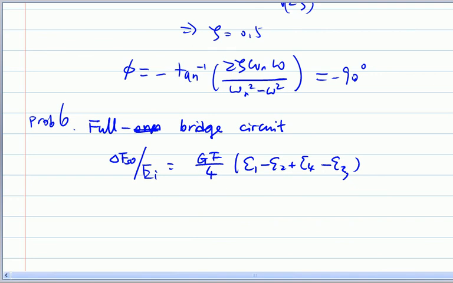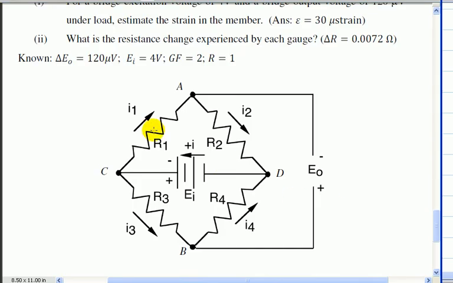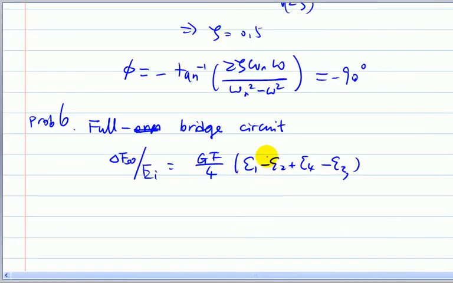But for this question here, what we have is not a four-arm bridge. It's actually a half bridge, right? So one R1 and one R4. So now, as you can see, you're not going to have this term. You're not going to have this term. So you're going to have epsilon 1, epsilon 4 here.